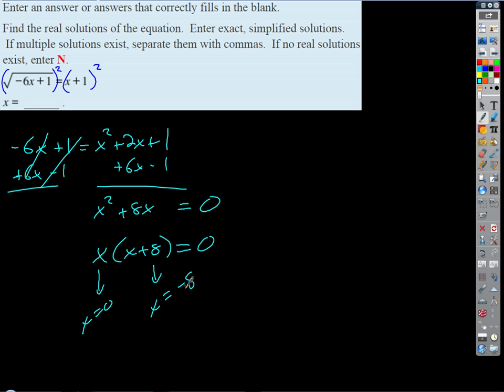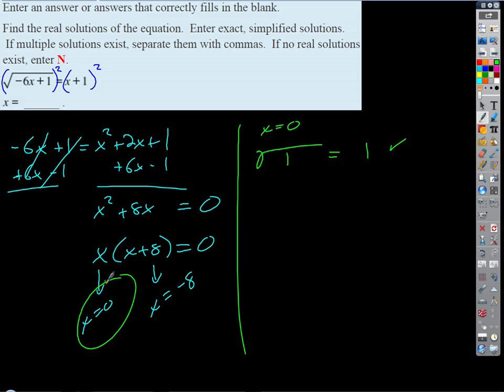Let's check both of those and see if they work. So if I check x = 0, I get on the left the square root of -6 times 0 plus 1. So the square root of 1 equals 0 plus 1, which is 1. That's true. So 0 is a valid answer. What about -8?